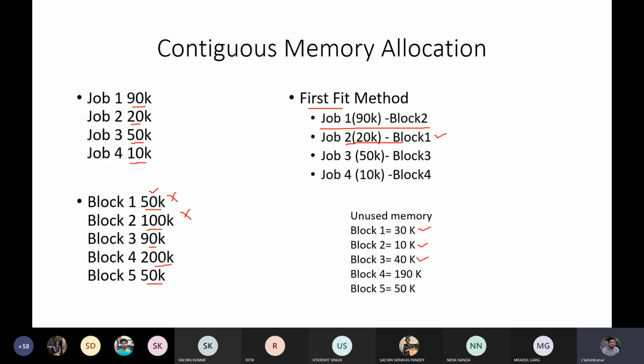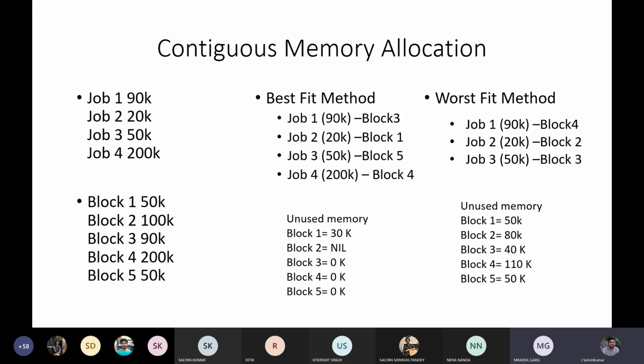Job 4 of 10K will come and it will take block 4 because this is sufficiently large. It will take block 4. The unused space in block 4 is 190. Block 5 is not used. It is actually null. We haven't used block 5. Unused means we haven't allocated any process. Is this clear how the first fit method allocates the memory?